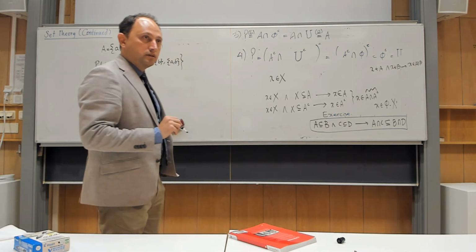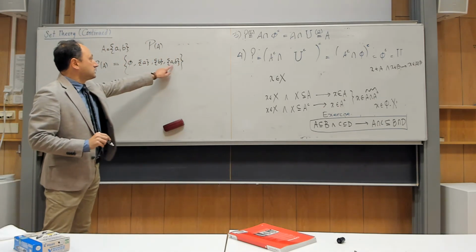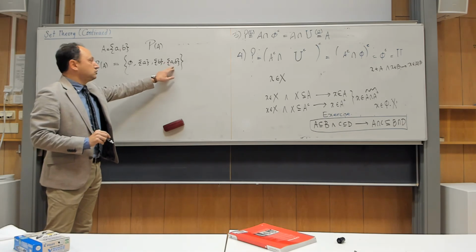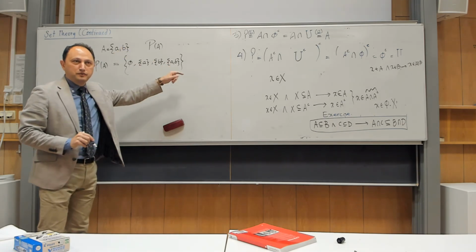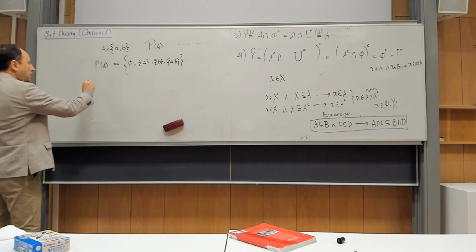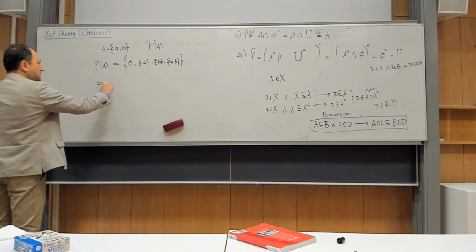Do you not include the set itself also? This is the set itself. Yeah, either you write it in this way or the set itself. I prefer writing it this way. Yeah. Now my question is, what is the power set of the empty set?